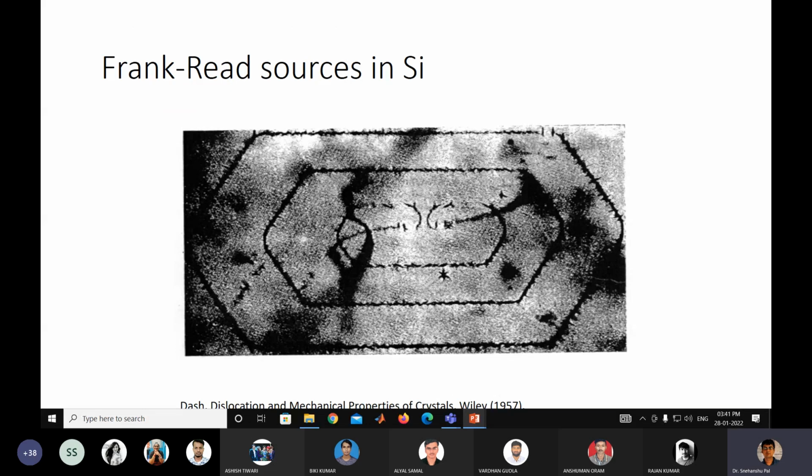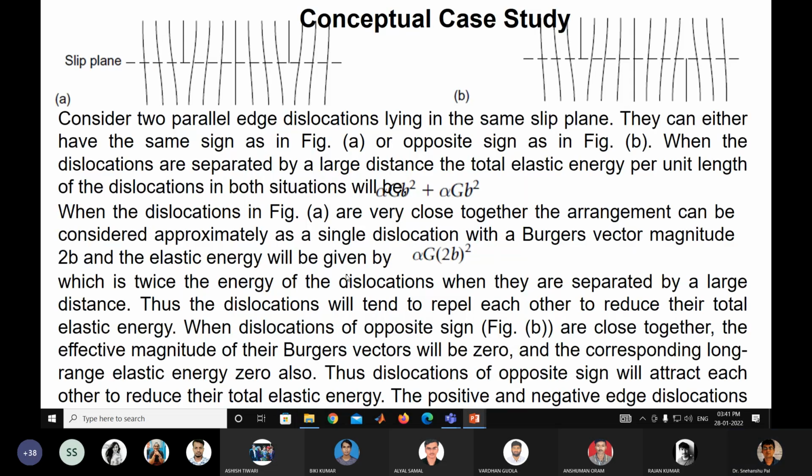Now, here is an experimental picture of Frank-Read sources in silicon. Here you can see the dislocation and how it is represented. The bowing phenomenon is there too. You can see it in a discrete way, but it is a continuous process. That is why in the same picture you can see the different stages of the Frank-Read source mechanism for dislocation multiplication. Now, let's take a case study to understand dislocations much more clearly.